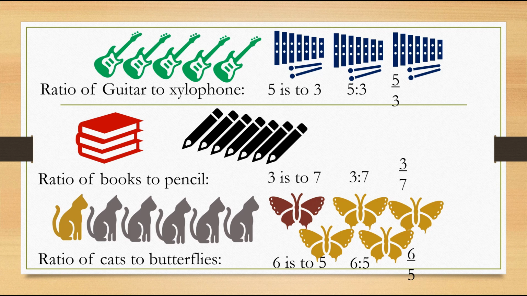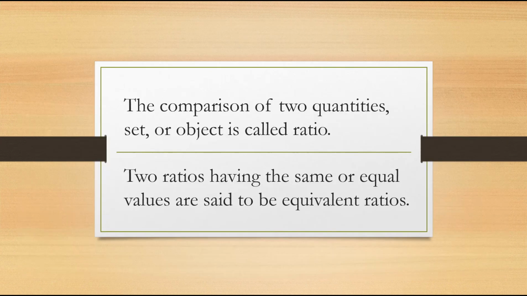Mahalaga yung pagkakasunod-sunod ng ating mga pinagko-compare. Kung ano yung unang nabanggit, yun yung una nating isusulat dapat. Hindi siya pwedeng magkabali-baliktad kasi iba na yung magiging meaning nun. So, the comparison of two quantities, set or object, is called ratio. Two ratios having the same or equal values are said to be equivalent ratios.